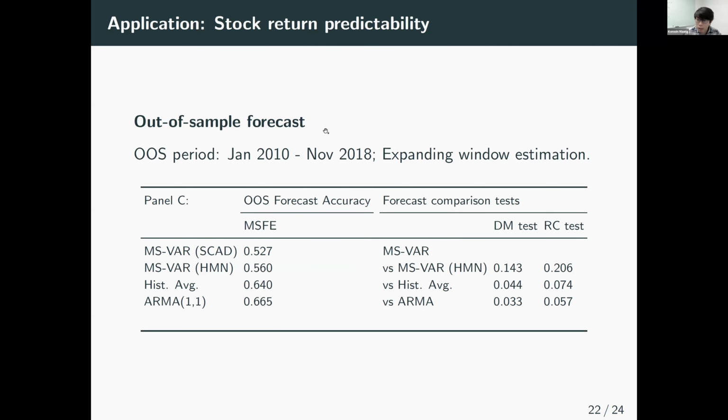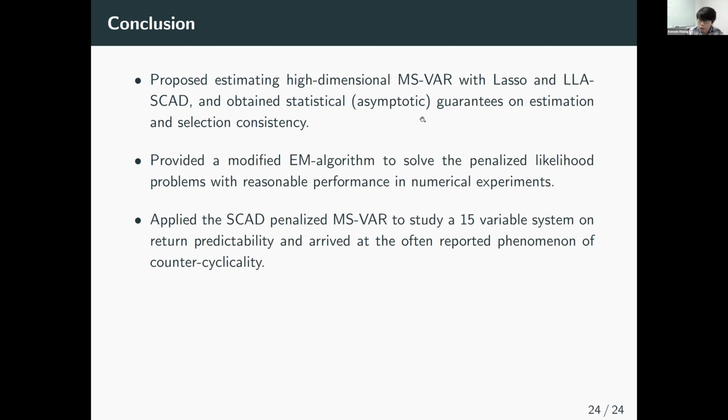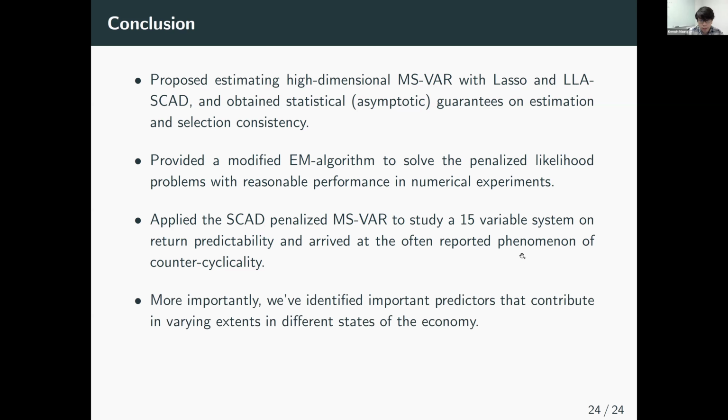So I also do some out-of-sample forecasting exercise, but in the interest of time, I'd like to conclude. What I've done today is basically give you a very simple way to estimate high-dimensional VARs using a SCAD penalty estimator that has been initialized by the lasso, and I provide some asymptotic guarantees on both the estimation and the selection consistency of such an approach. I develop a modified EM algorithm to deal with the case where we have Gaussian distributions, and we use this to study a system of return predictability. And we do see a very similar phenomenon of countercyclical return predictability.